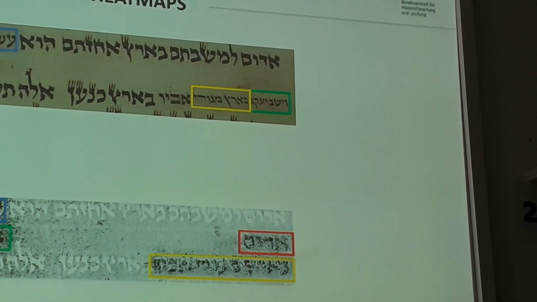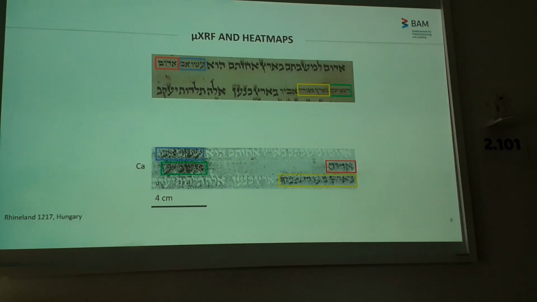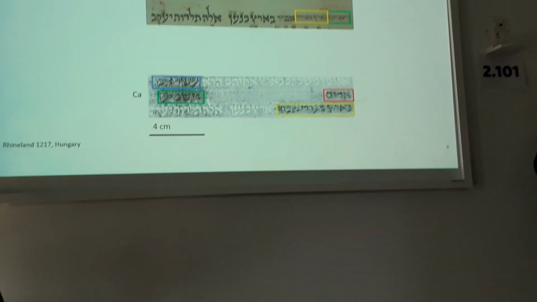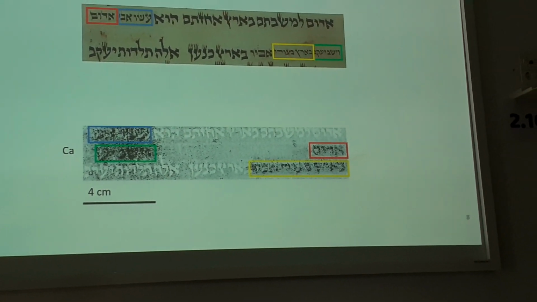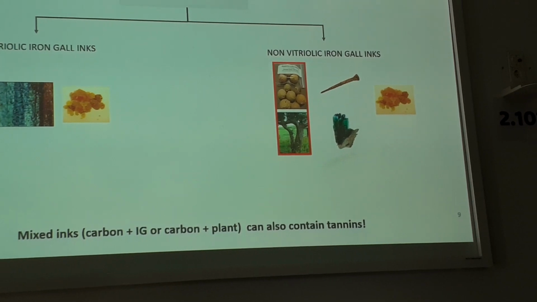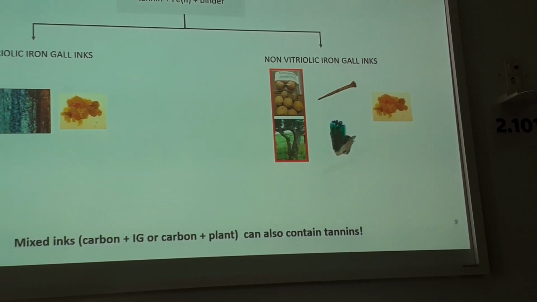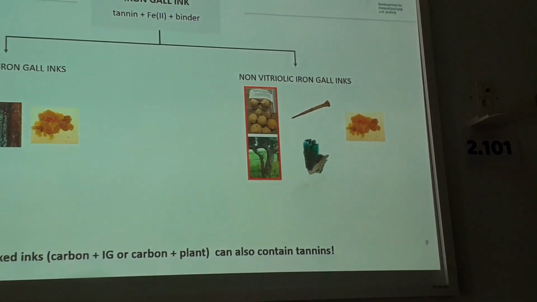With this slide, I'd like to move slightly from non-vitriolic inks towards the topic which was already mentioned by Professor Rabin in her talk: the presence of tannins, another crucial ingredient of inks, the organic part of inks. And as she already mentioned, very difficult to identify and to compare. First, let's have a look again at the already familiar chart where we see those two different types of inks.